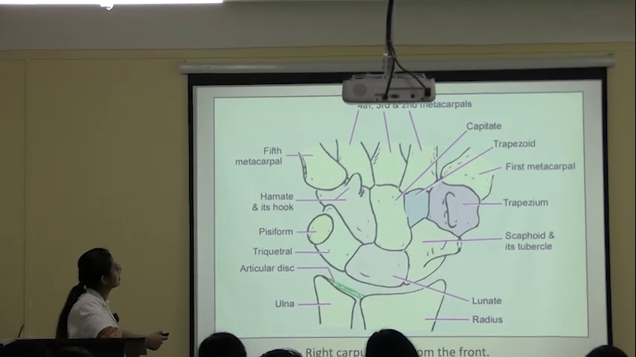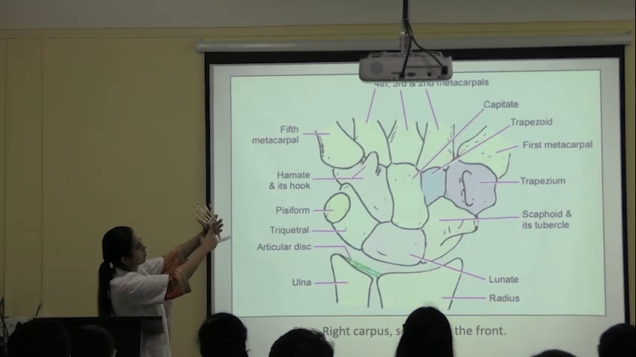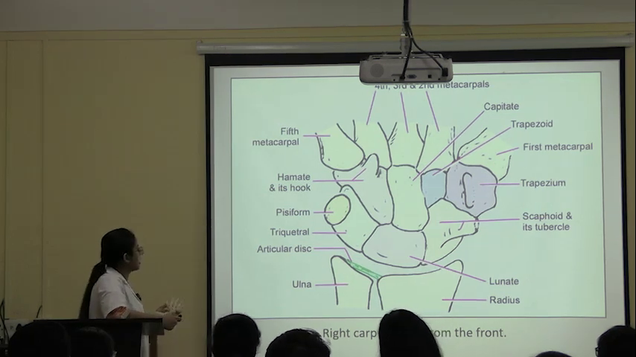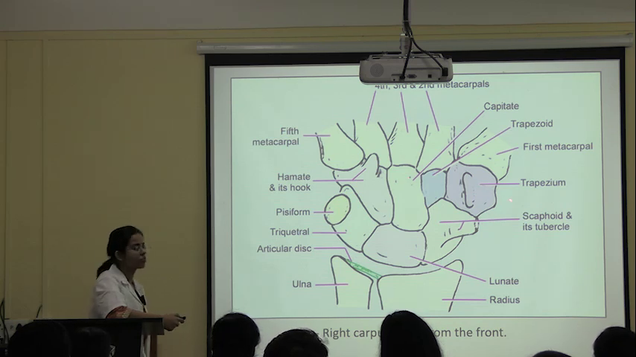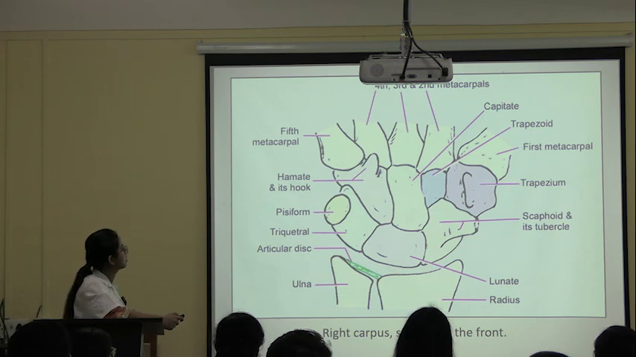Now this is the trapezoid. This is the trapezoid bone. It is in the shape of a shoe. It articulates medially with capitate, laterally with trapezium, distally second metacarpal, and proximally scaphoid. Clear?